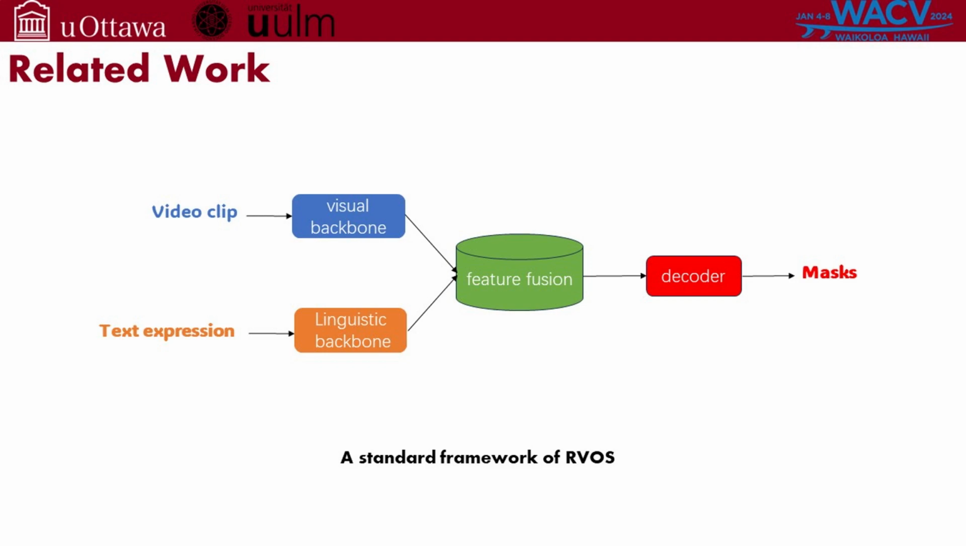The standard framework of RVOS usually contains four main parts: a visual backbone and a linguistic backbone to extract visual features and linguistic features respectively, a feature fusion model to fuse the features from different modalities, and a decoder block to decode the features into masks.